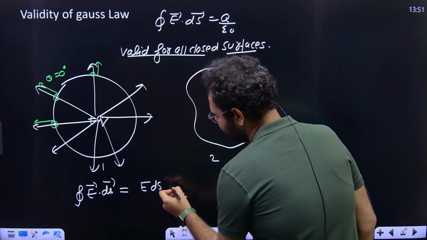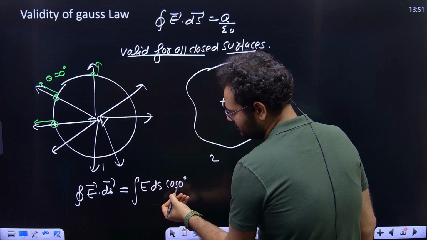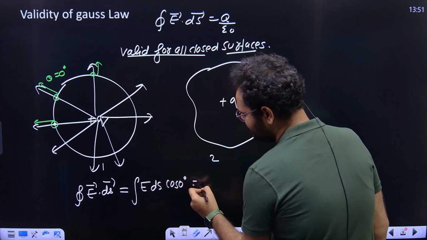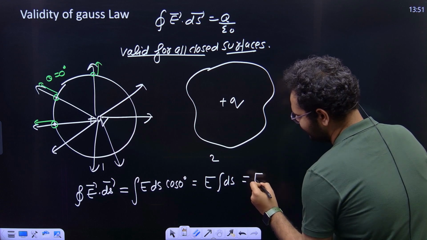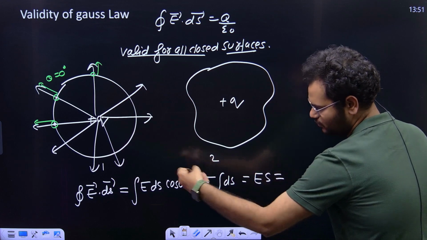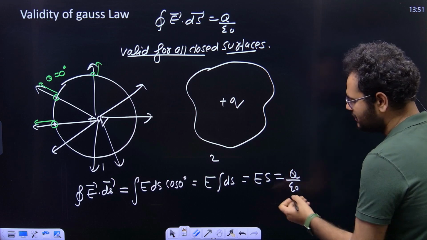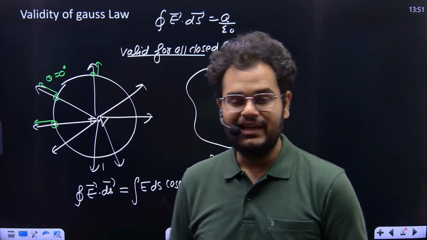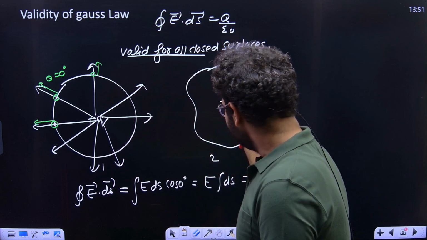Then I will simply write cos 0. And if you integrate this, this is 1, E will come outside. So I will simply write E integration of ds, which is equal to what? Es. And you write this closed integral as q upon epsilon naught. So directly I will get the electric field from here. Anyway, I know the area of this surface, right? Sphere, it is 4 pi r square. But here it is not applicable.